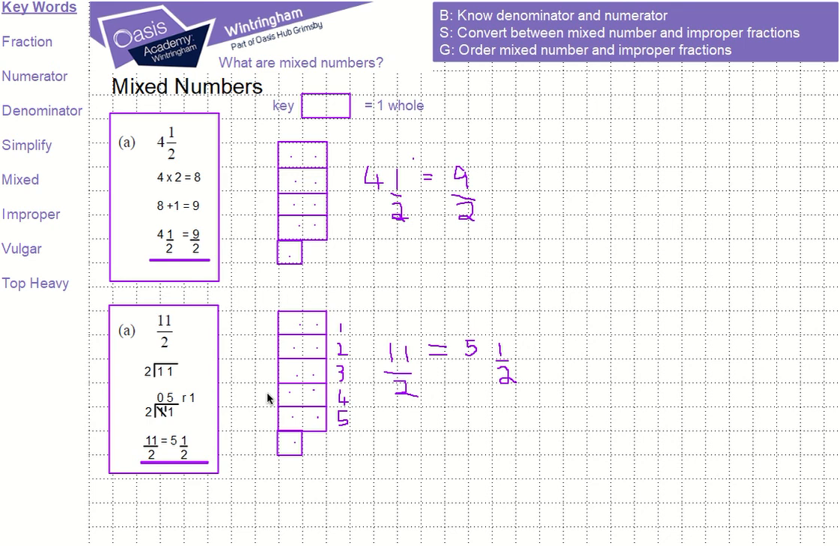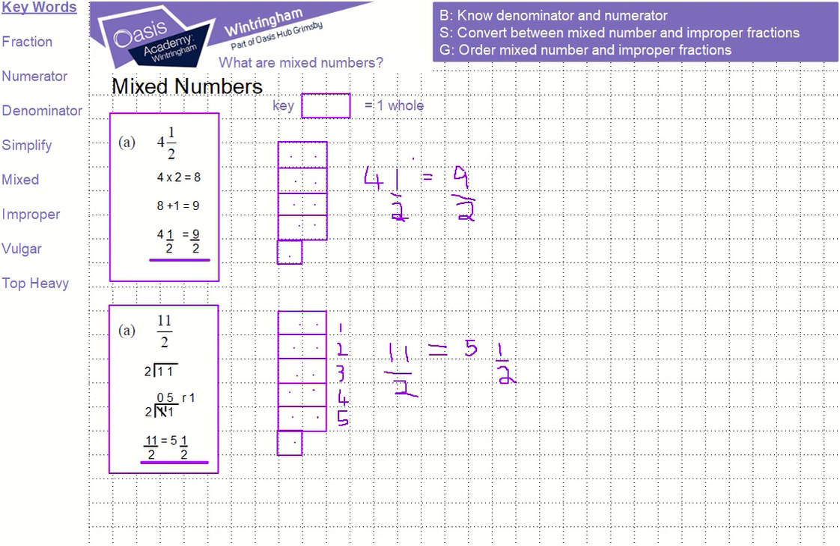Hopefully you've got all of those examples written down into your book. The first one, again, that's converting a mixed number into an improper fraction. And this second example was converting an improper fraction into a mixed number. And you can either use the bar model or the multiplying and dividing to get to your answer. Both of those will give you the same answer.